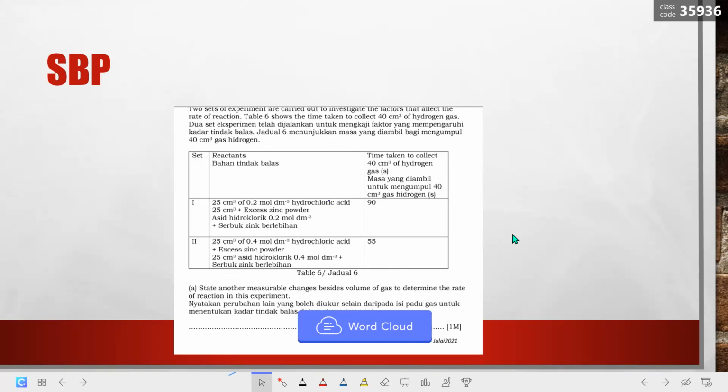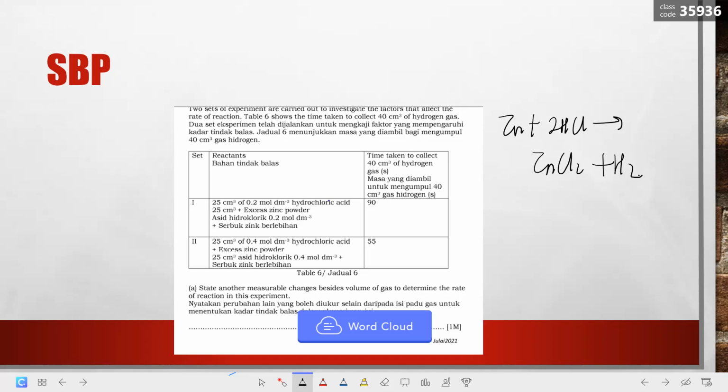I am doing zinc. I'm writing it for you so it's easier for you. And hydrochloric acid. I'm helping you. I'm going to get zinc chloride plus hydrogen gas. What is another measurable change that I can see here to determine rate of reaction?